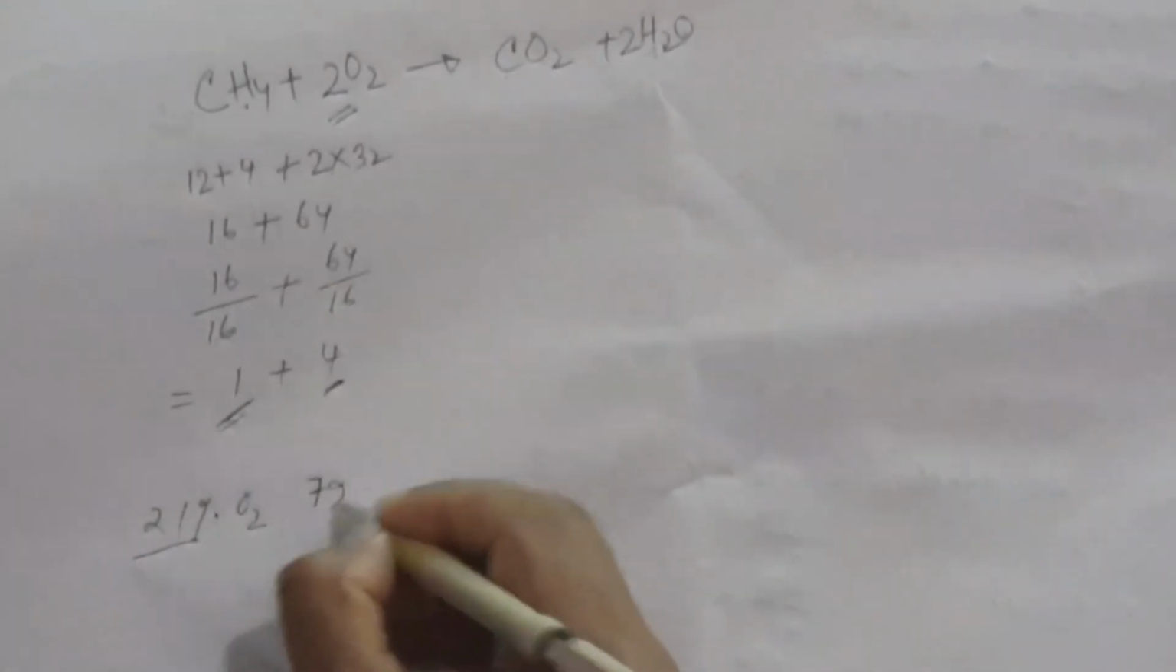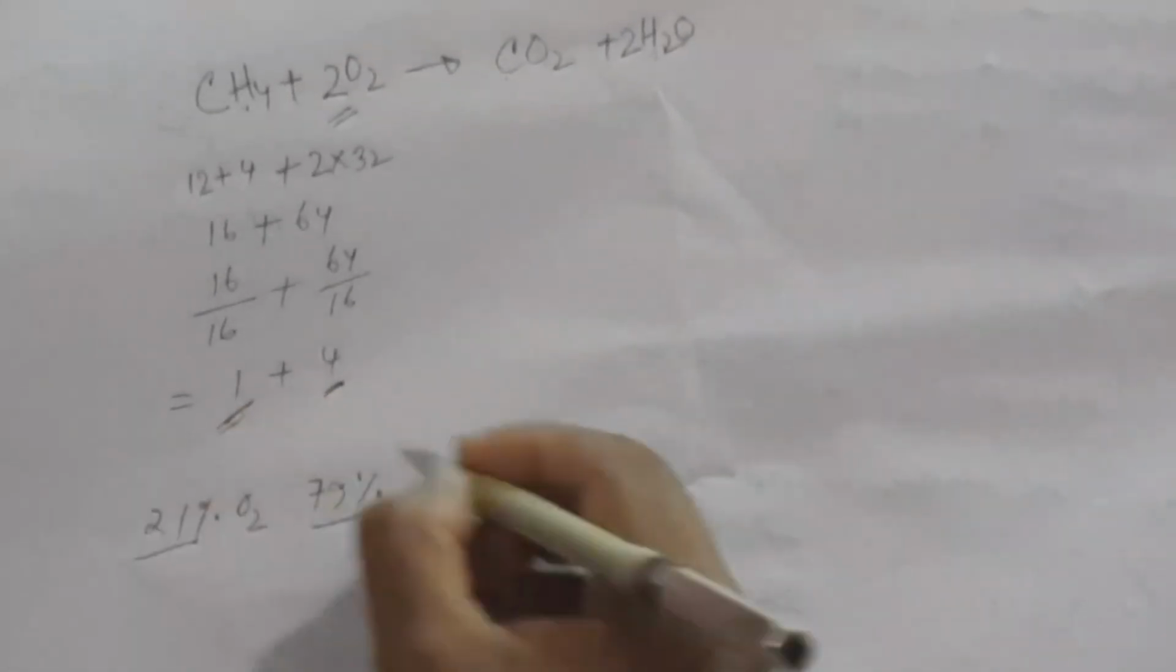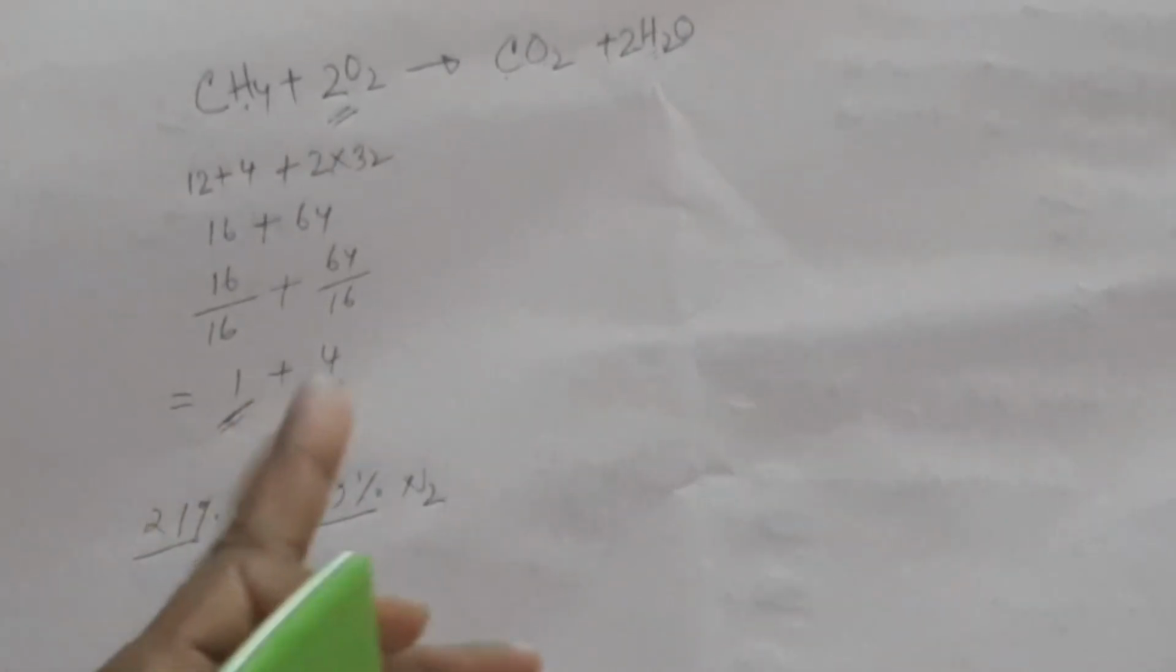Okay, now I will explain deeply. You know that in the air, 79% nitrogen and 21% oxygen are available. In the air, 21% oxygen and almost 79% nitrogen are available. You know that. So for 1 mole methane, 4 mole oxygen are required for this combustion.